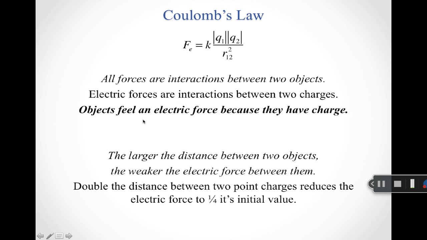And it's going to get smaller in a very special way, because if you double the distance between your two point charges, then the electric force is going to be 1 over 2 squared, or 1/4 its initial value. So when I increase the distance, the force goes as 1 over that distance squared. This is what's known as an inverse square law. And again, this is exactly the same form that the universal law of gravitation had.